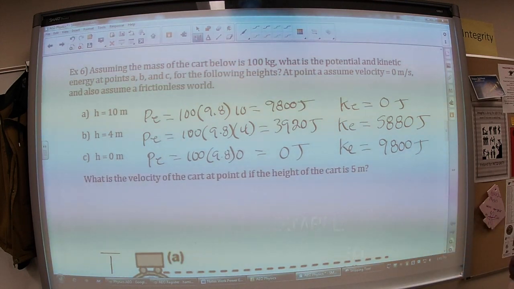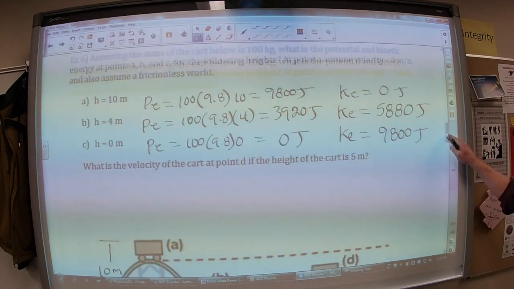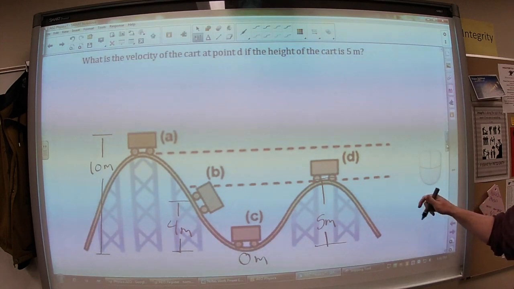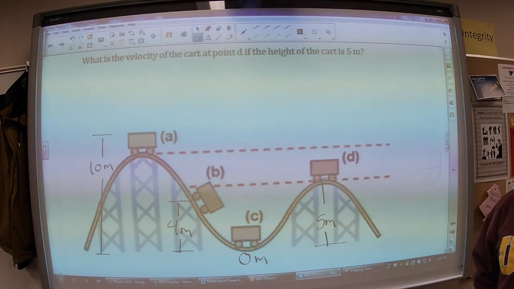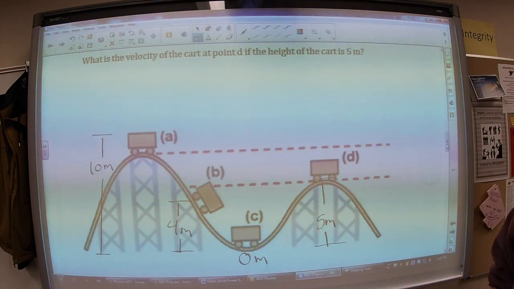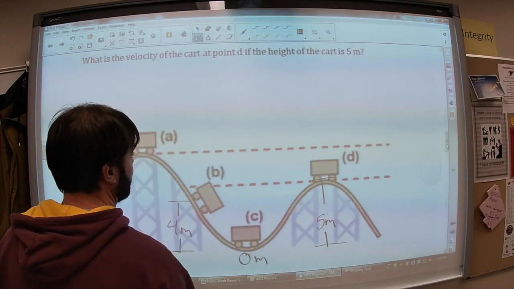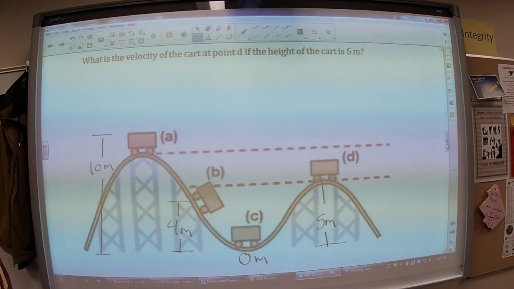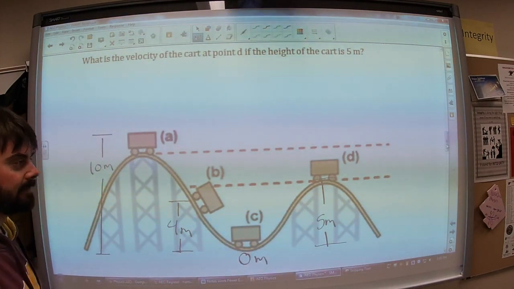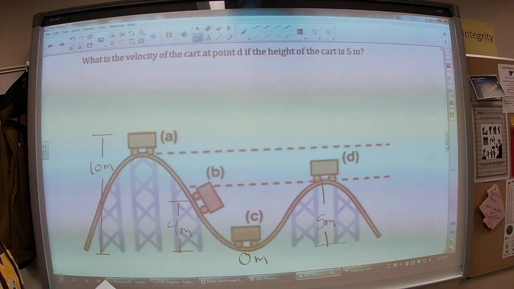The next part of this is going to ask us how to apply some of these concepts in a little bit of reverse. So it's asking, what is the velocity of the cart at point D if the height is 5 meters? So they want the velocity here. Okay, well, I can figure out a couple of things about this. If we're going to figure out the velocity, we're going to be looking more at the kinetic energy. So I want to figure out the kinetic energy at this point. Now I know it's halfway from the top to the bottom.